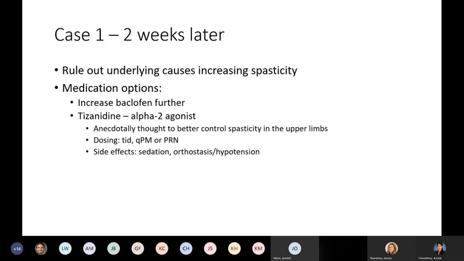Do you guys have any questions about this case before we move on to the next?